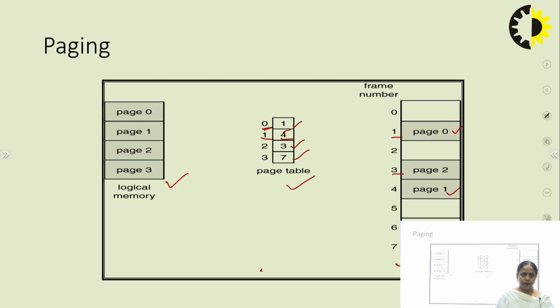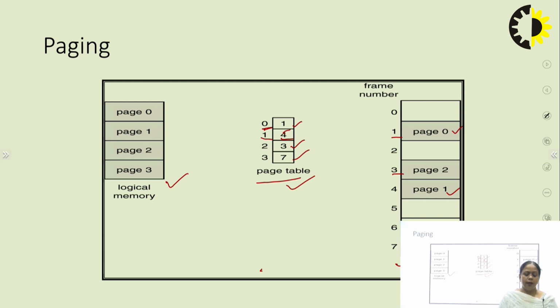Now there is some problem in this paging technique. The problem is that this page table is also stored in the main memory, so when the CPU generates a logical address, it will first access the page table, which is stored in the main memory. It will retrieve the page table from the main memory and find the frame number. Then again it will access the main memory to find the original page. So there are 2 accesses to the memory, which takes more time.